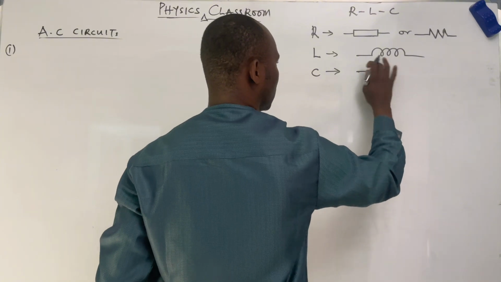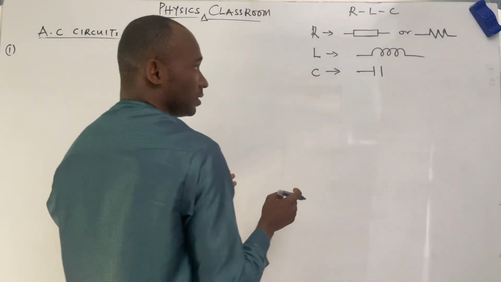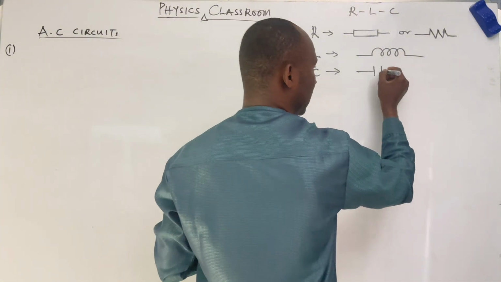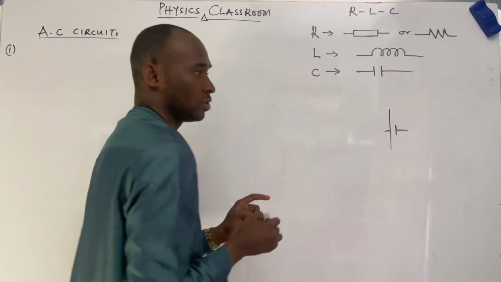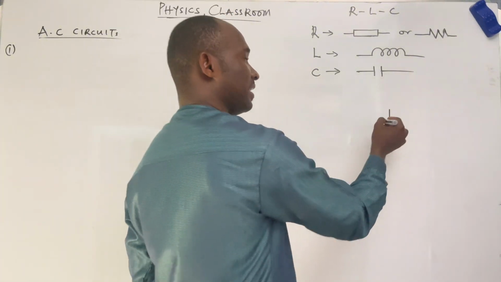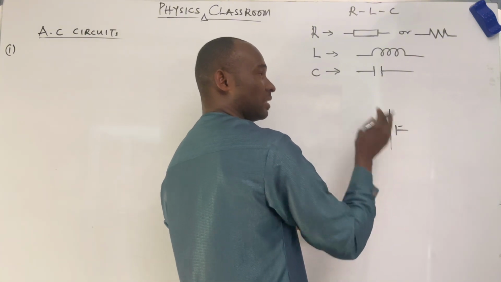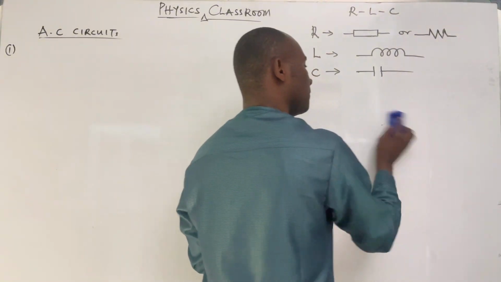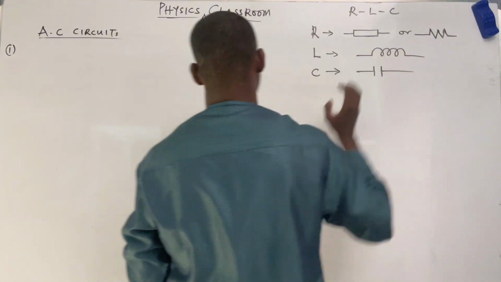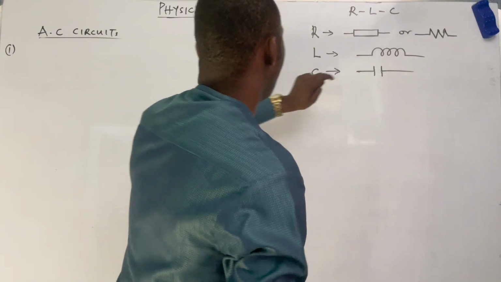Note, the two vertical lines are of equal sizes. It's not as if one is longer than the other. When you draw something like this, it connotes something else, which is cell, whereby this longer one will be the positive terminal and this shorter one will be the negative terminal. That is not the representation of capacitor. Please take note. The two vertical lines must be equal. So you have the symbols for resistor, inductor, capacitor.